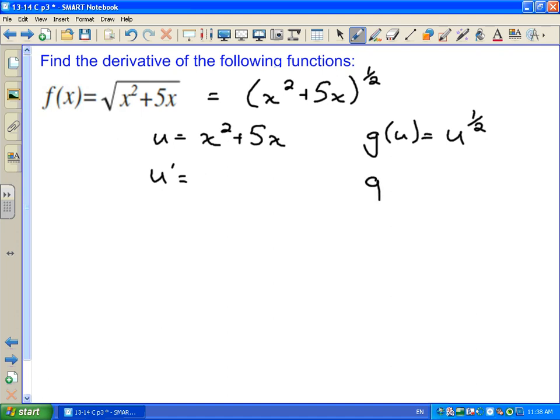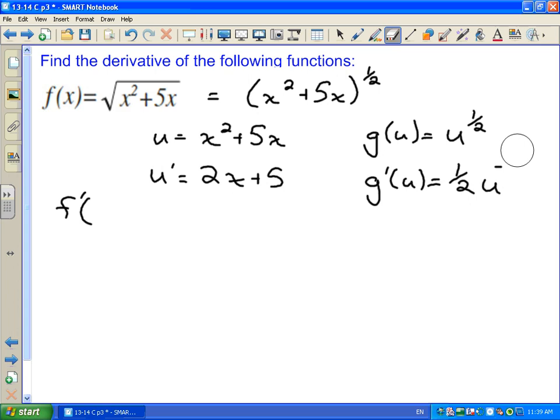So now we want u primed, and we want g primed. So we can take the derivative of both of these. Derivative of u here is just going to be 2x plus 5. And the derivative of g at u is going to be 1/2 u to the negative 3/2. Okay. Nothing surprising there. And now, let's put it all together, remembering that, thank you, negative 1/2, sorry. Because we have 1/2, we subtract 1, we get negative 1/2.